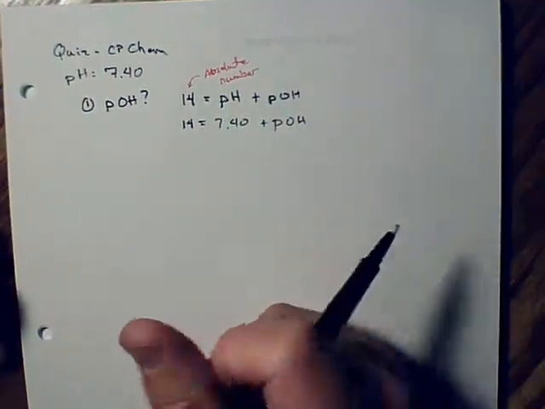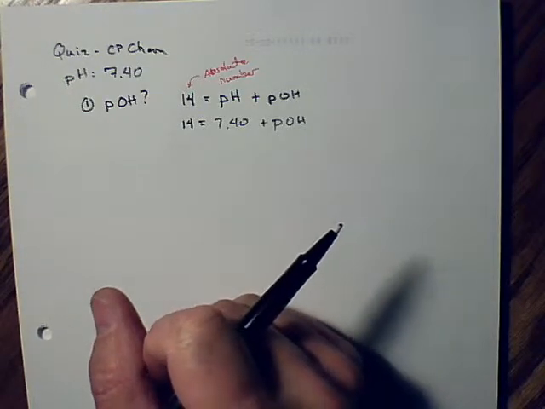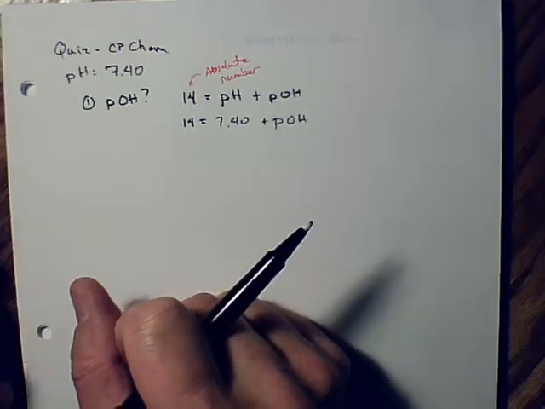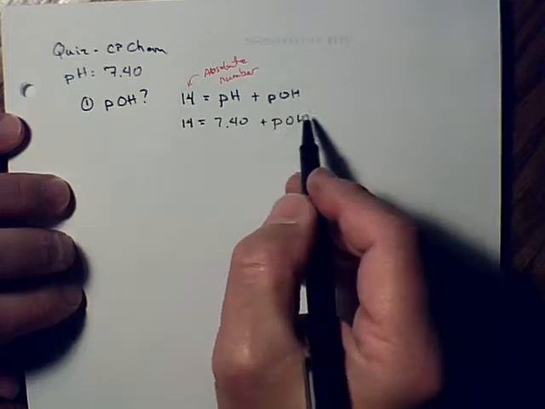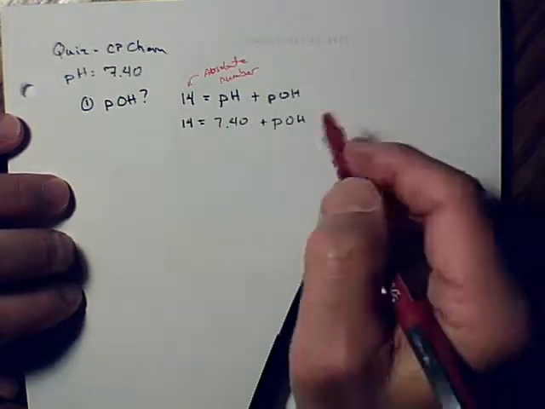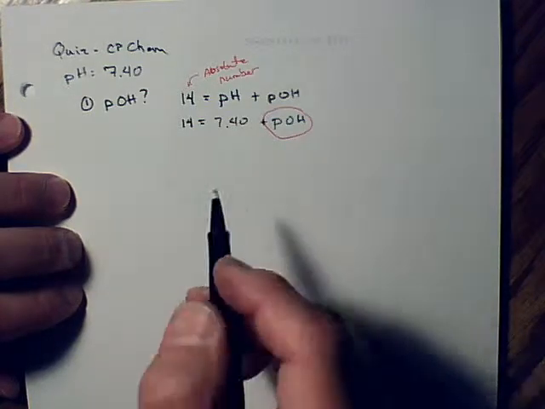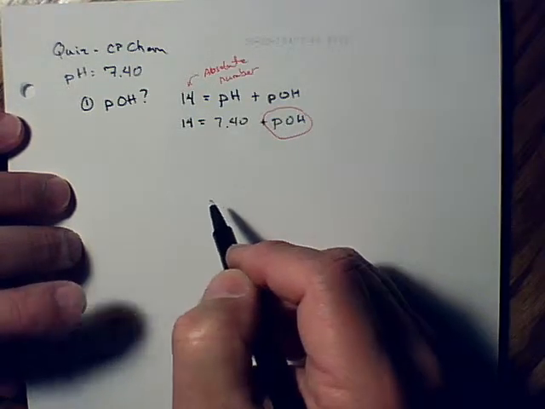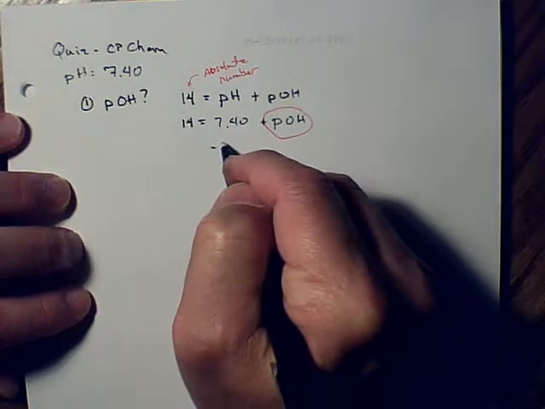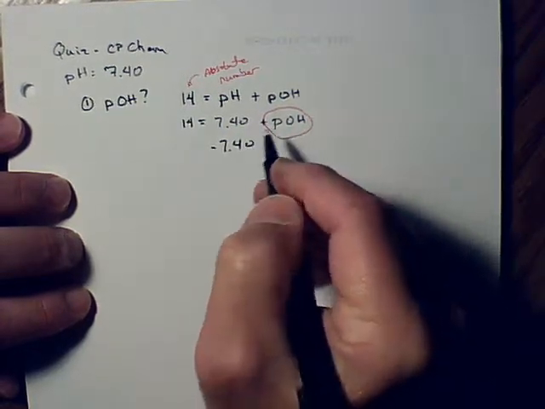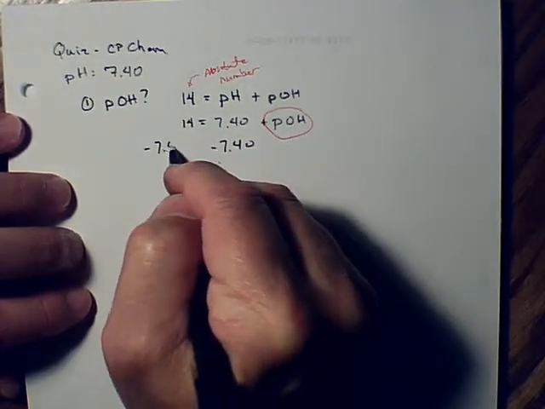And just as you were taught in Unit 7 with the gas laws, when you have something like this, all you need to do is isolate the unknown. The unknown is pOH, so in order to isolate that, we need to subtract this value from both sides. If we're adding here, you undo addition with subtraction. So we're going to subtract 7.40 from this side, and we're going to subtract 7.40 from this side.